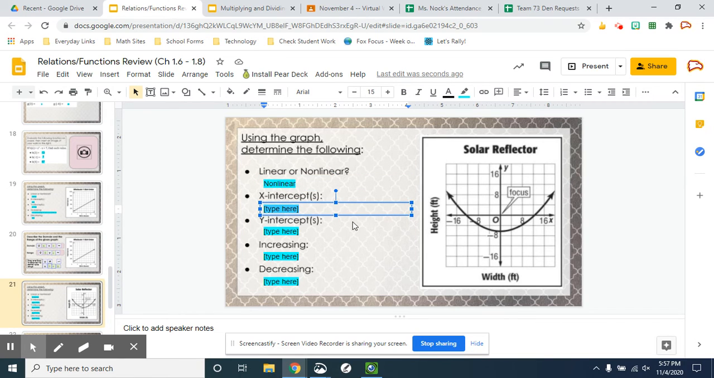X-intercepts, we have 2 here. So our first one over here is touching right between -8 and -16. So that would make it -12, 0. And we have another one over here, halfway between 8 and 16. That would be 12, 0. Right, and y-intercepts, we see that it's touching the y-axis at one spot. So if this is -8 and this right here would be -4, we're looking between them. That would be 0, -6.